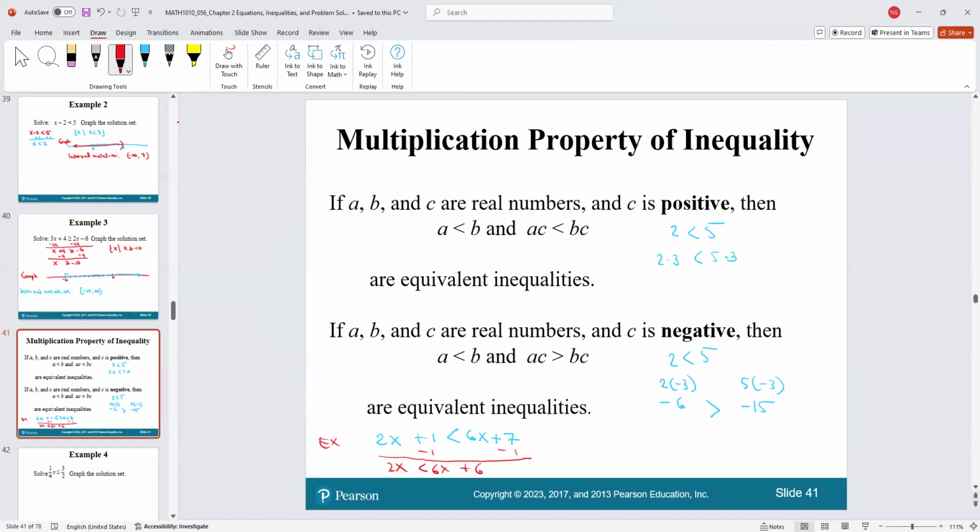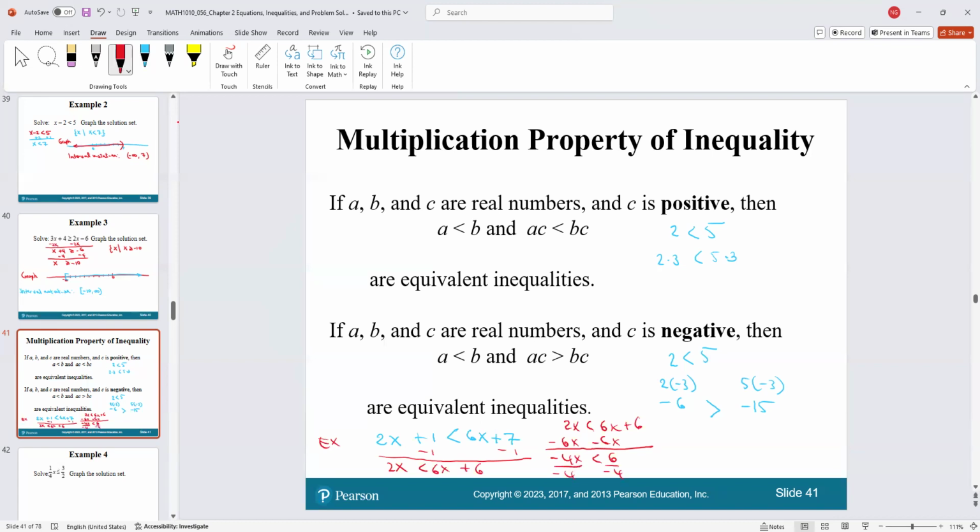Now look at that. If I have 2x < 6x + 6, now if I subtract 6x from both sides, I'm going to have -4x < 6. Now, to solve, I need to divide both sides by -4.